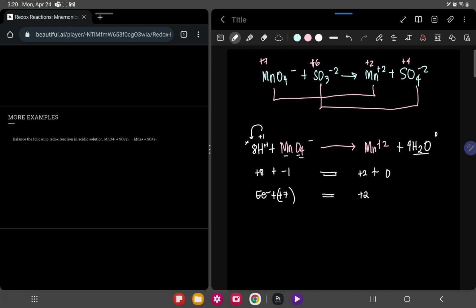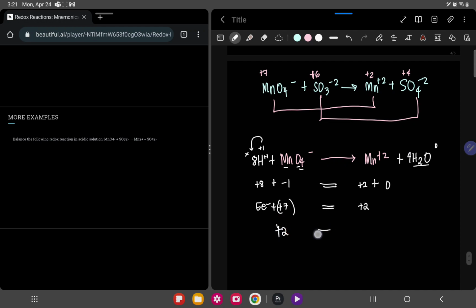So why do we add 5 electrons? It's similar to the equation negative 5 plus positive 7. The ending result of this one would of course be positive 2. So now we have an equal equation of positive 2. What we added is 5 electrons, and those 5 electrons will go on your reactant side, or the left side of the equation. So let me add those 5 electrons.